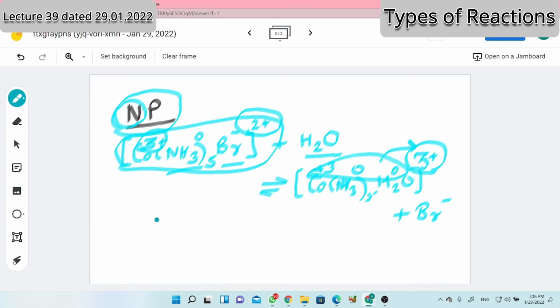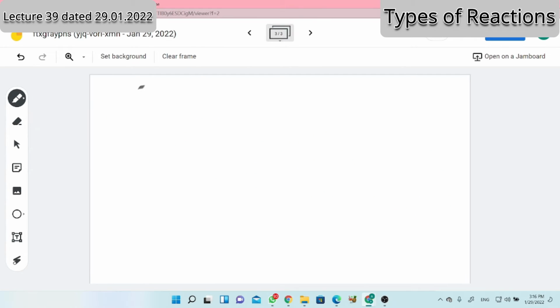Yes, it is a nucleophilic substitution reaction where the ligand bromide is replaced by water. About the electrophilic substitution reaction, if I have to give an example, let me consider in general a complex, say ML6.